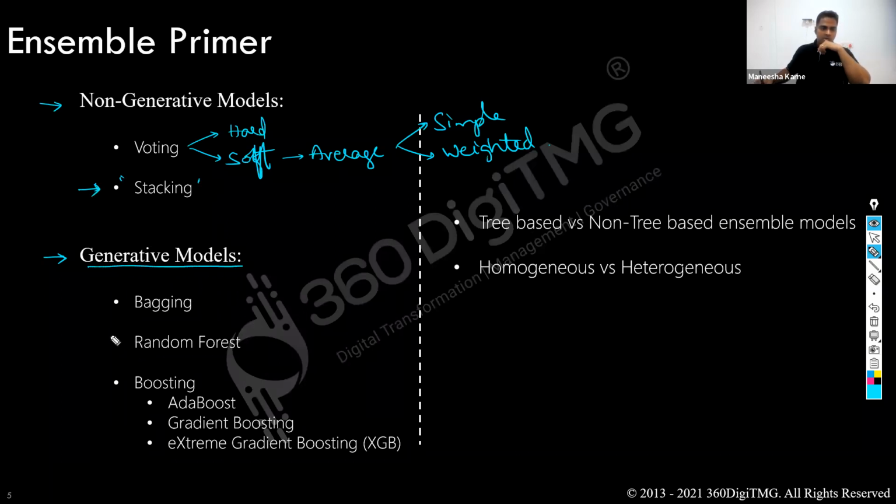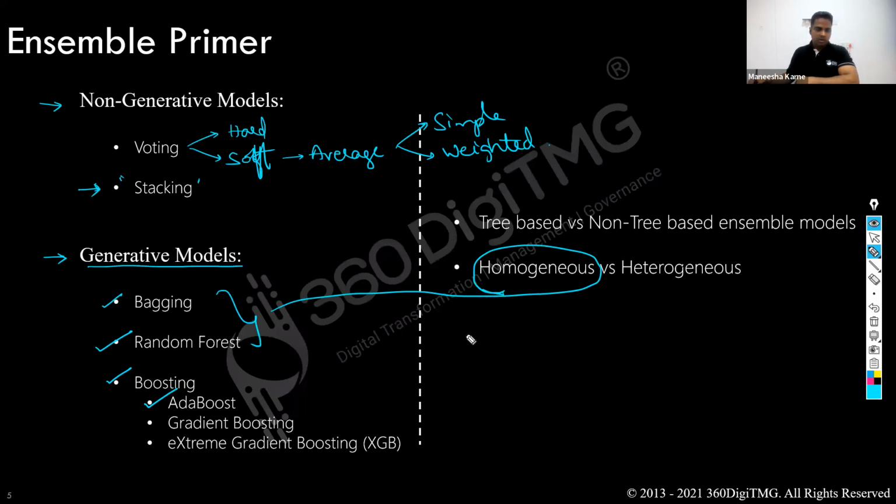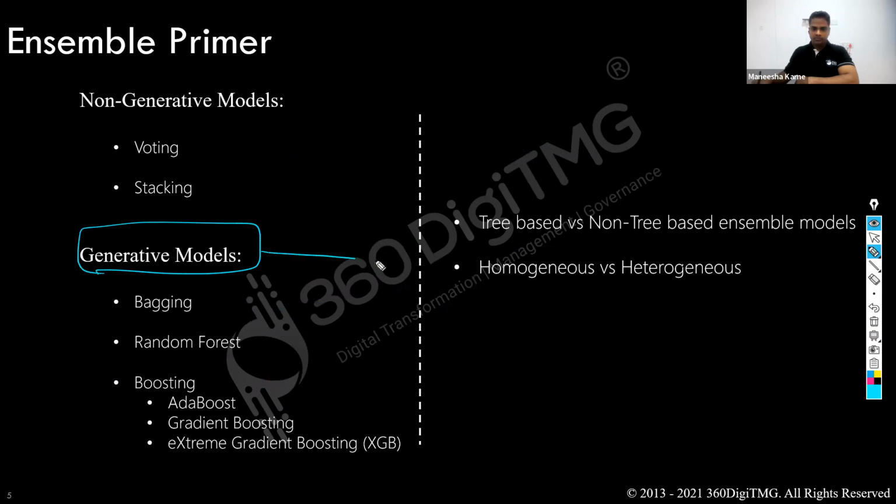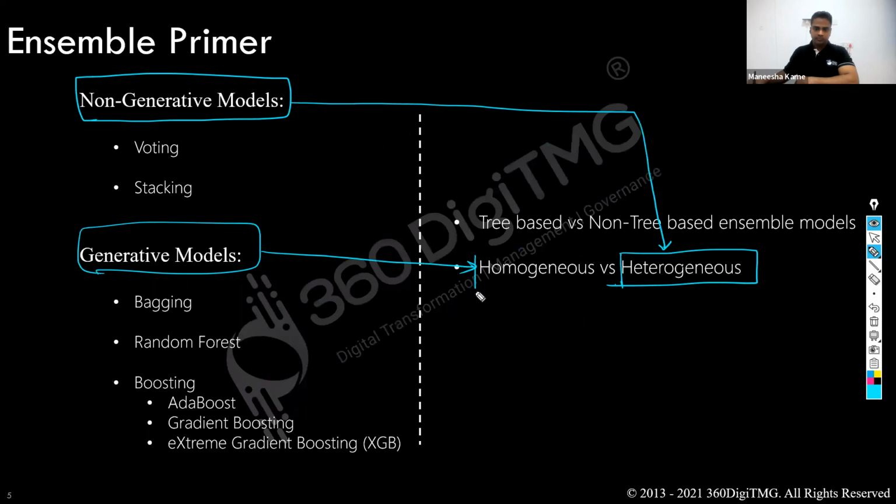When it comes to generative models, we spoke about bagging, random forest, and boosting. Within boosting, we discussed AdaBoost. These are homogeneous in nature. For that case, even boosting would be homogeneous. Or let me put it this way, generative models are homogeneous in nature. Non-generative models are heterogeneous in nature. When it comes to homogeneous algorithms, you can either have tree-based algorithms, that is all decision tree models, or you can have non-tree based models, such as KNN, etc.